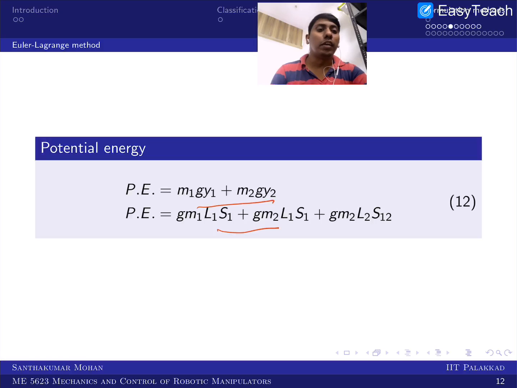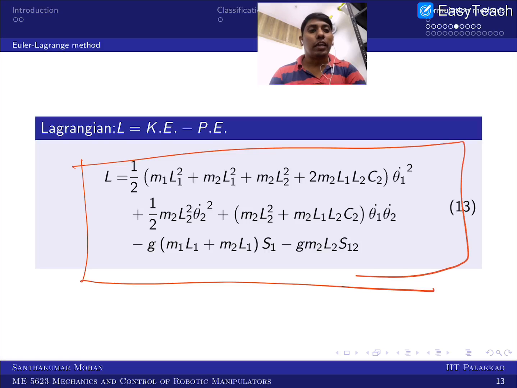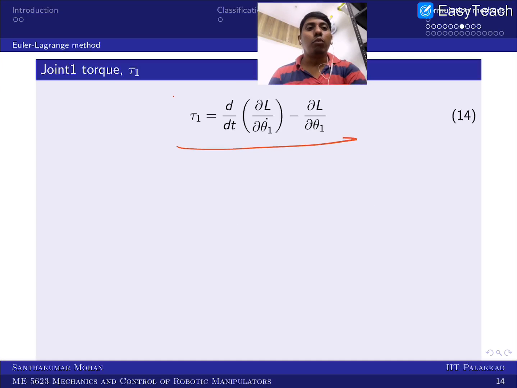y1 and y2 we have substituted and we got it. So now we can see this is the final equation of the Lagrangian. You substitute kinetic energy minus potential energy, and this is the equation. So now what we are interested in finding is tau 1.